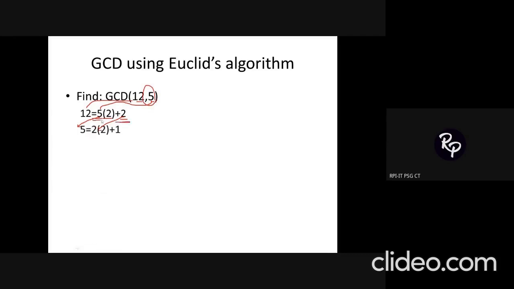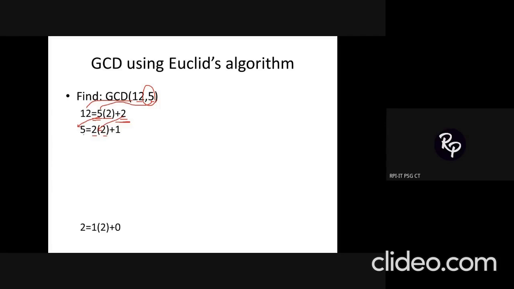So how I have represented here is this 5 has come over here and this 2 has come over here. So this is going to be 2 into 2 plus 1. So don't confuse this 2 and this 2, both the 2's are different. This 2 is going to be the remainder 2 and the other 2 is going to be the coefficient. So you need to be careful while you are doing the substitution, so don't confuse the values.